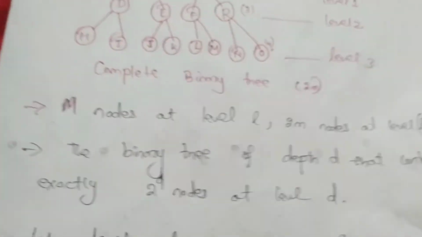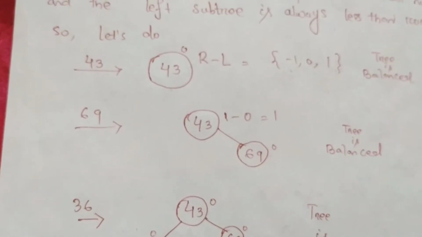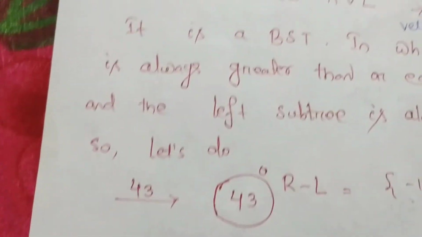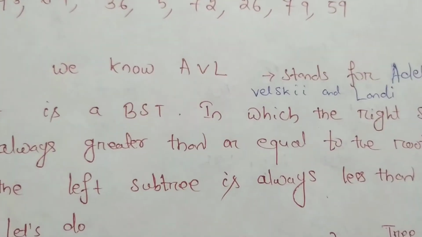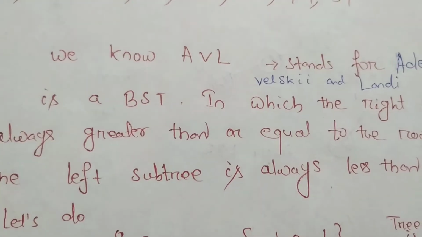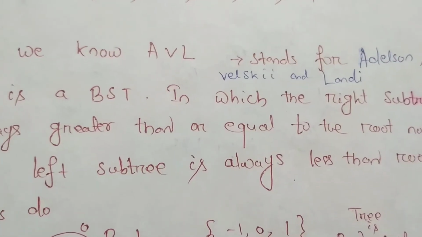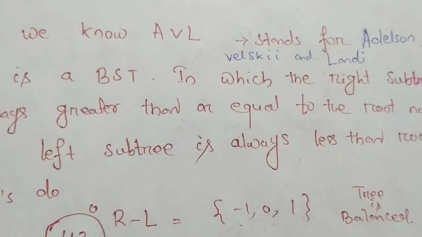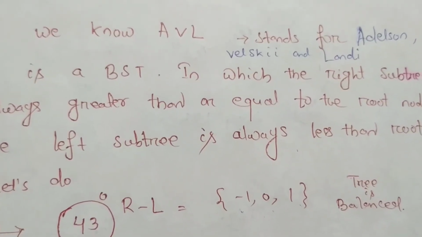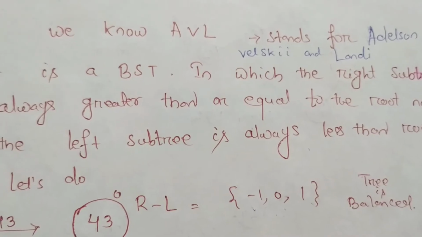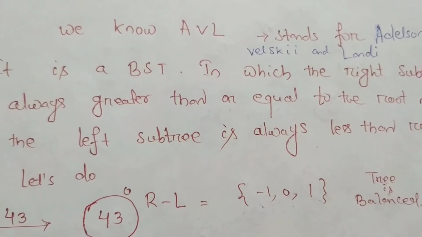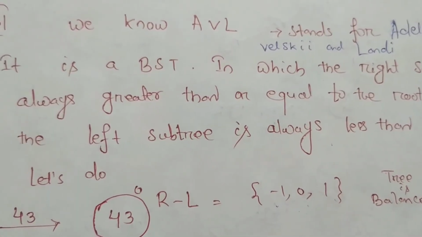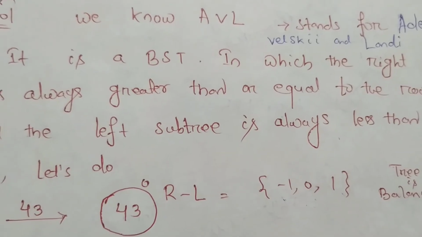Then we will study what an AVL tree is. Okay, what is an AVL tree? An AVL tree is a very interesting tree, and AVL stands for Adelson-Velsky and Landis. These three mathematicians developed this tree, and it is named after them as the AVL tree. It is a binary search tree. Okay, the AVL tree is a binary search tree.